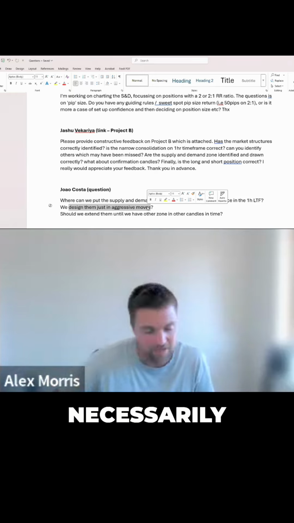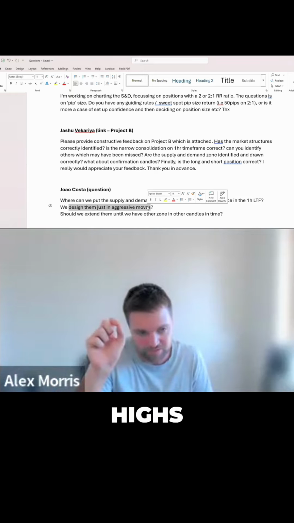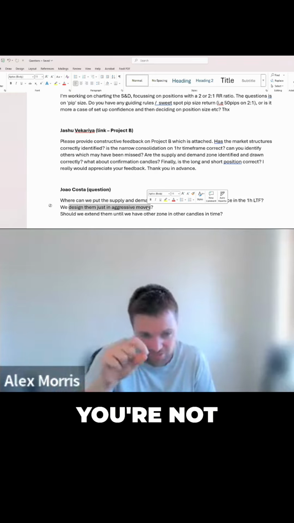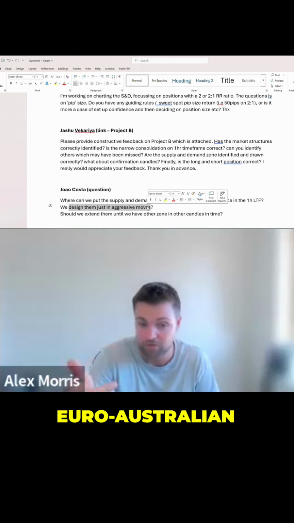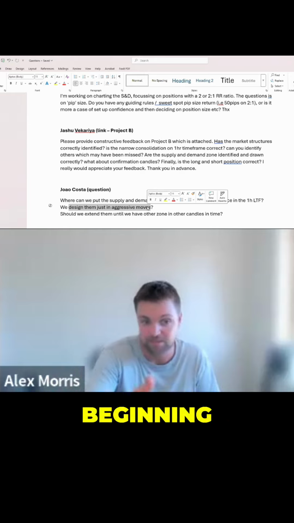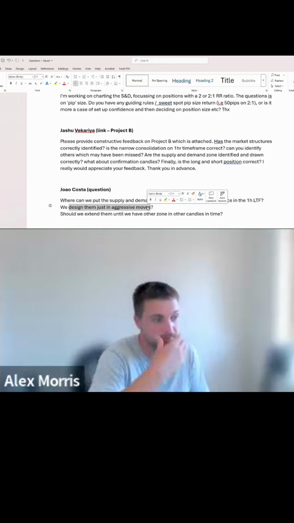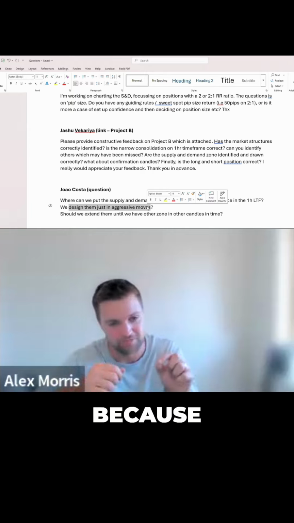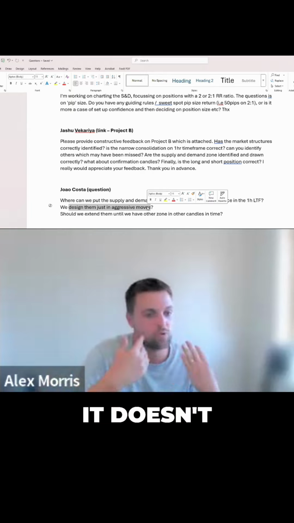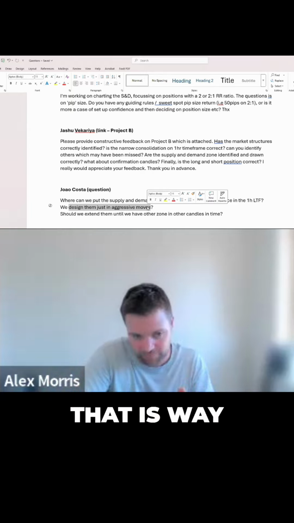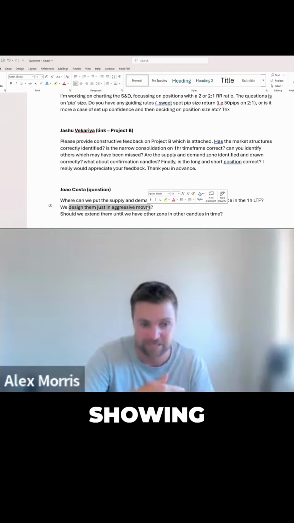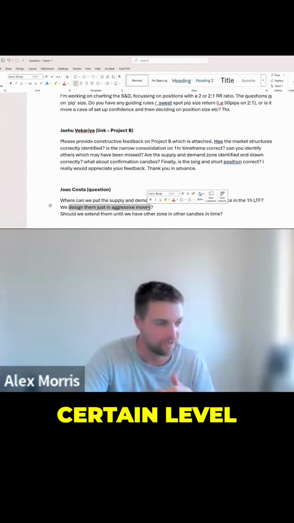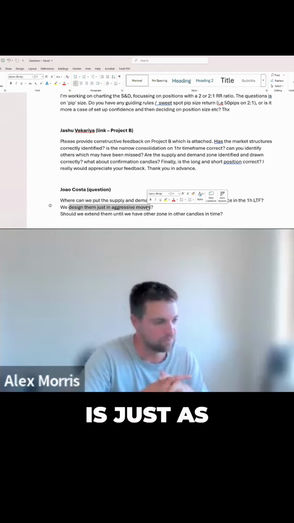Not necessarily. If price is just making new highs, or making new lows, you're not seeing too much aggression. Euro Australian dollar, which we looked at right at the beginning, is a good example of that. Well, maybe not the best because we're only making new lows, but it doesn't always have to be aggressive. Yes, aggressive is way more favorable because it's showing intent at a certain level. But the confirmation candle is just as important.